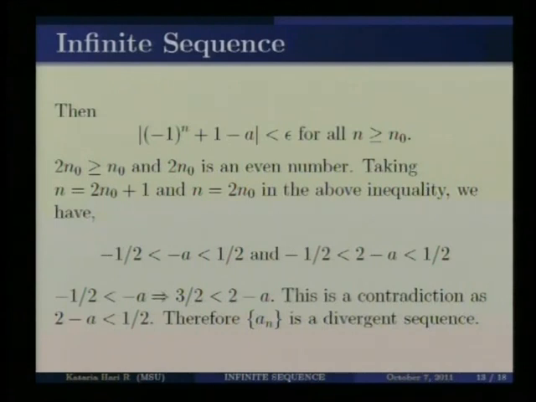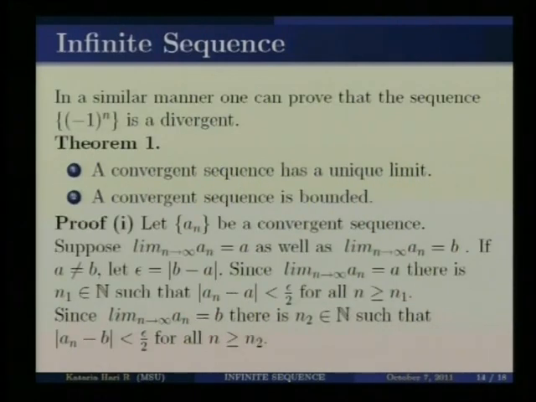2 minus a is less than half, and therefore, the sequence an is a divergent sequence. In a similar manner, one can prove that the sequence minus 1 raised to n is a divergent sequence. Now, we have a theorem that a convergent sequence has a unique limit.